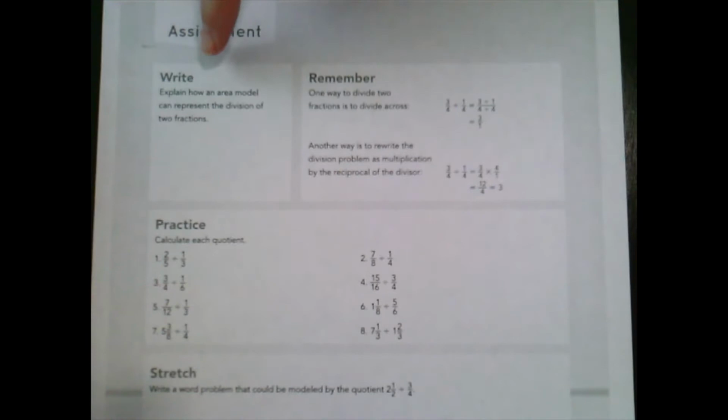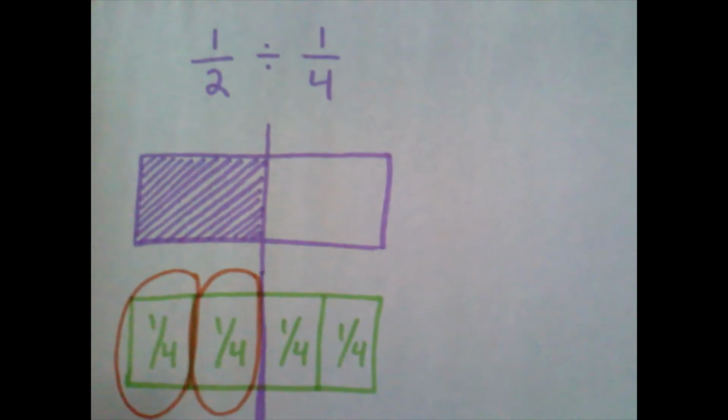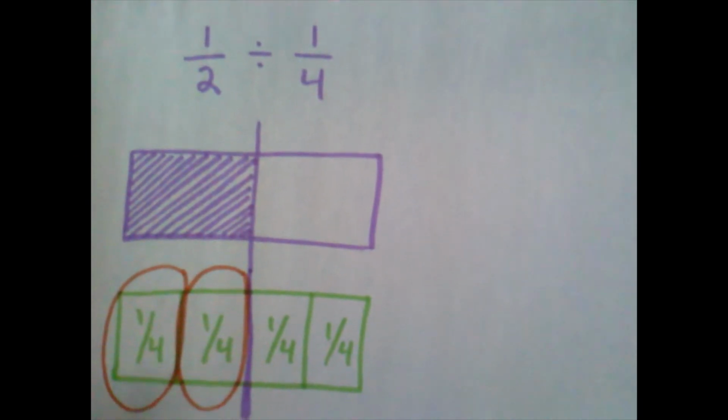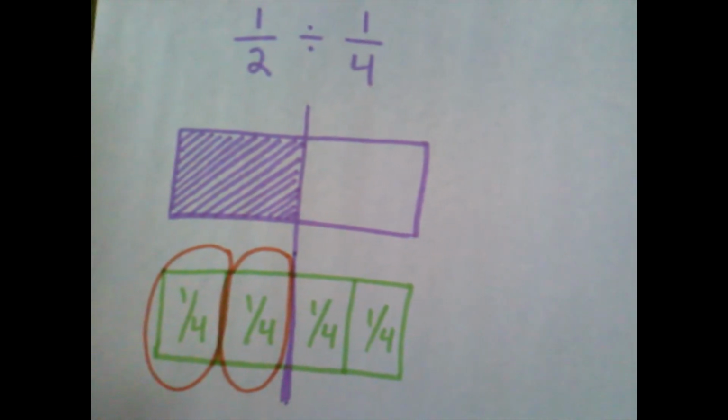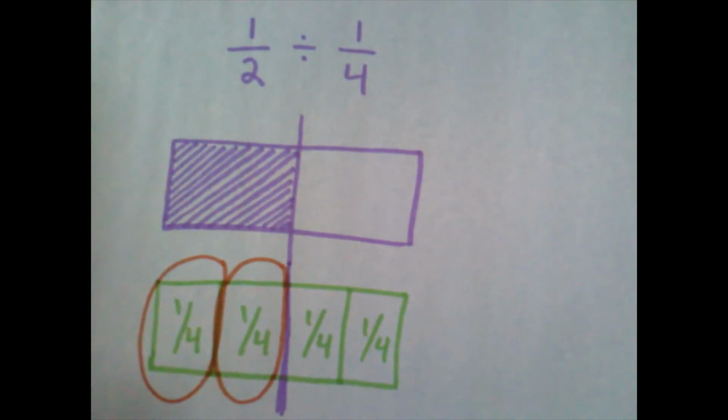I'd like you to look at this problem right here. It says explain how an area model can represent the division of two fractions. I went ahead and made a little sheet of paper and I picked the fractions 1/2 divided by 1/4. Okay, so we have 1/2 divided by 1/4.